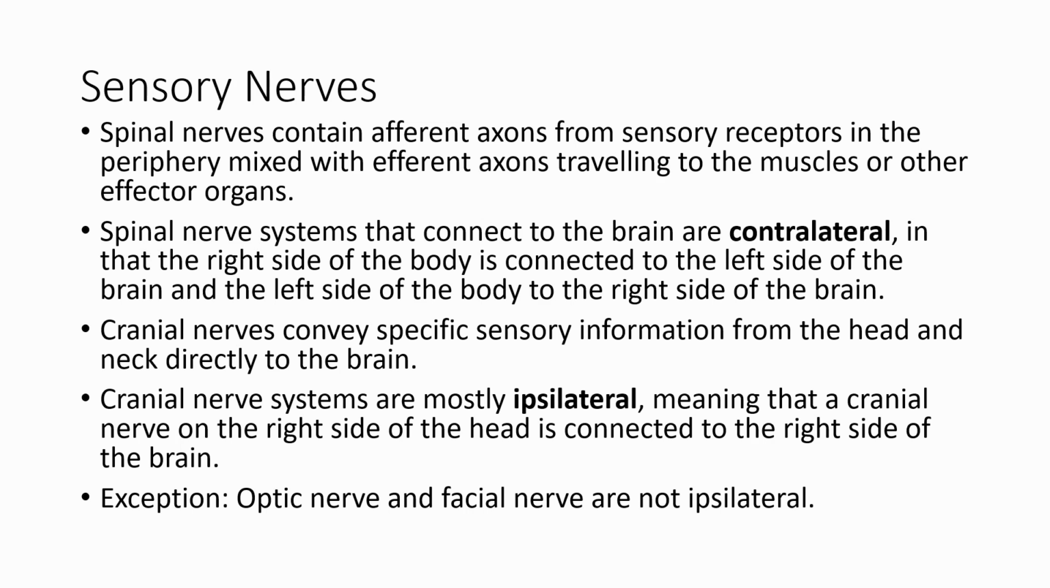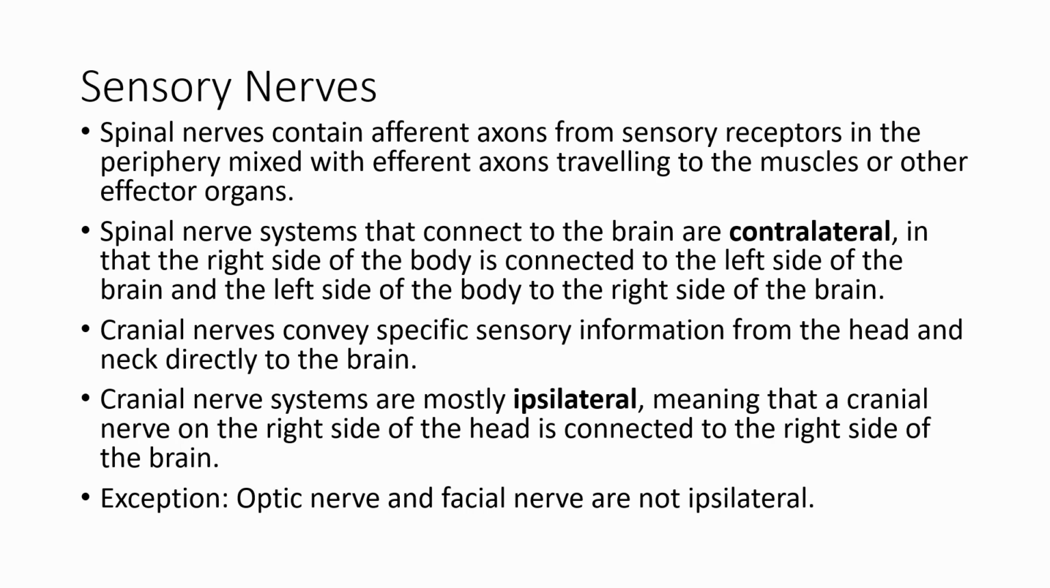And then efferent axons that are traveling to the muscles, and so spinal nerves are going to have both. They're going to have the afferent axons that are going from receptor to central nervous system, and efferent axons that are going from central nervous system to effectors like muscles, organs, things like that. So they're mixed.